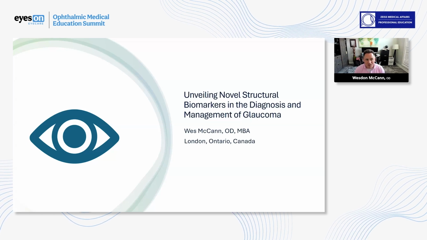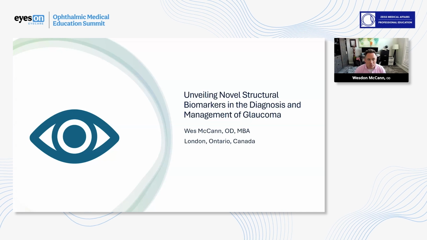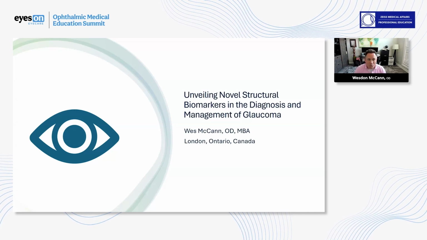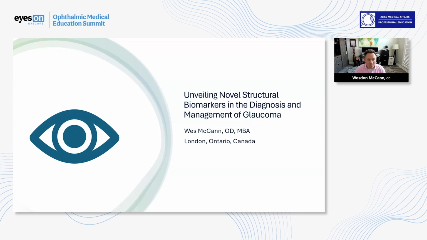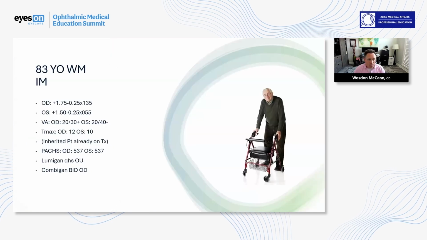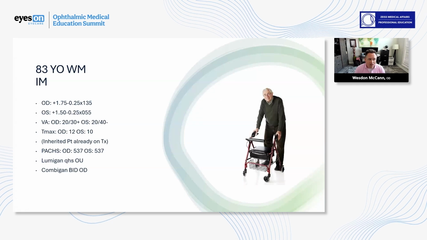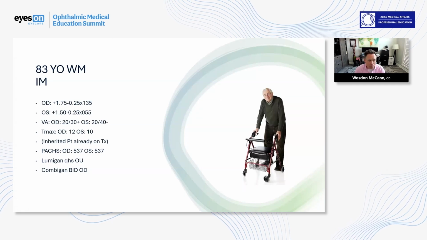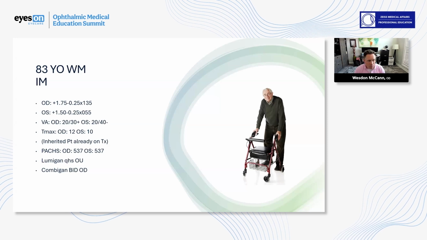So we're going to talk about unveiling novel structural biomarkers in the diagnosis and management of glaucoma, as we have been so far, and we'll focus on a specific case here too. We have an 83-year-old white male. His Rx is up there. His VA is 20/30, 20/40. He's been managed as a glaucoma patient for many years.